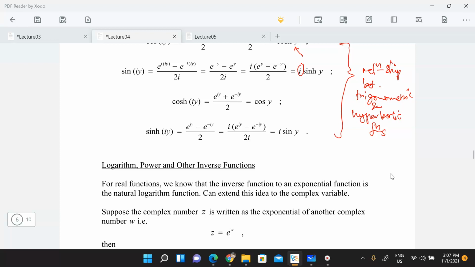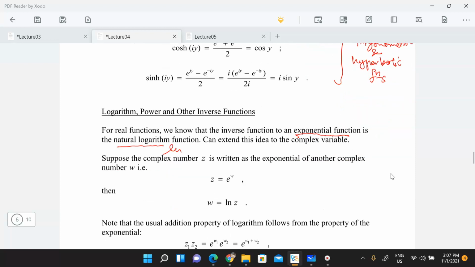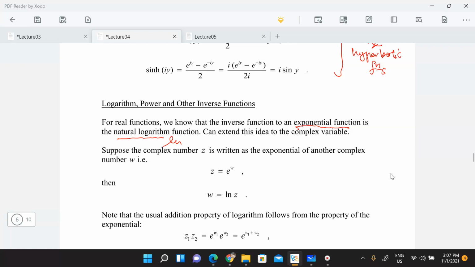As I said, for the exponential function, the inverse function would be the natural log, ln. Now we try to extend this to the complex variable. Suppose I have z equals exponential w, where both z and w are complex. Then the relationship between the exponential and log will also hold in this case. So w will be the log of z. In other words, exponential w is exponential log of z, and they are inverses of each other, so that gives you that thing back.